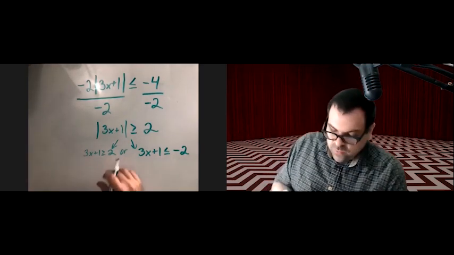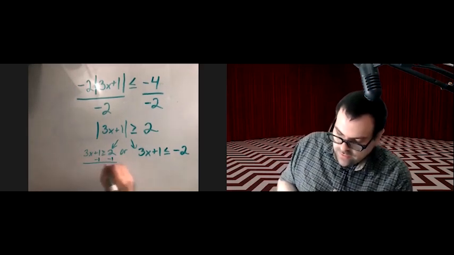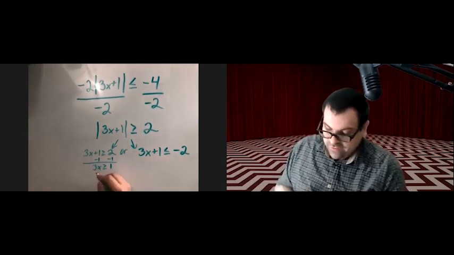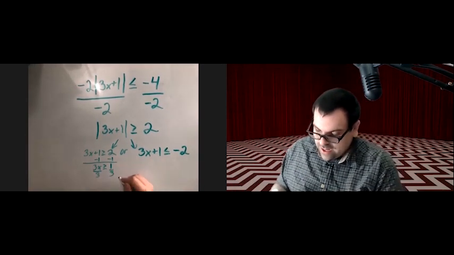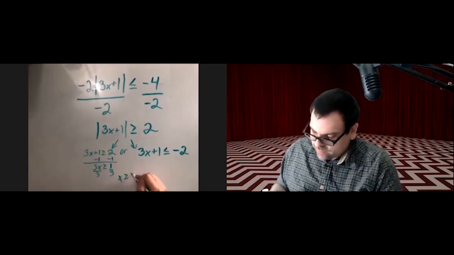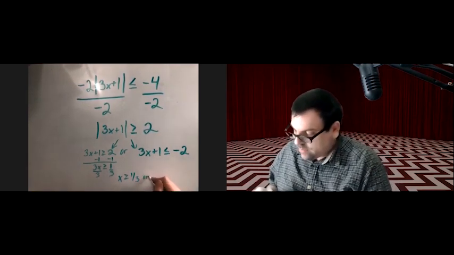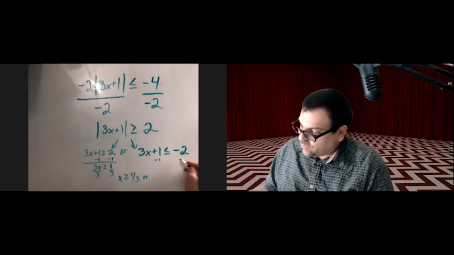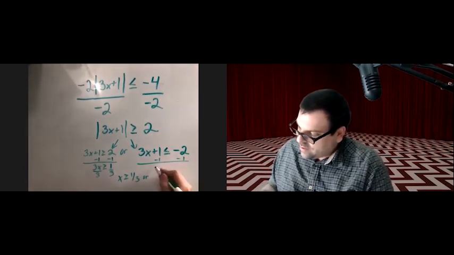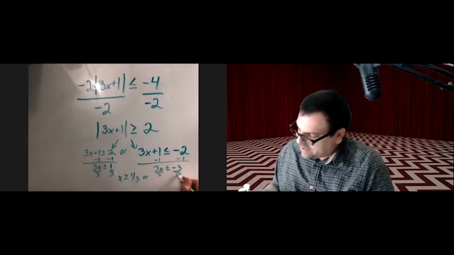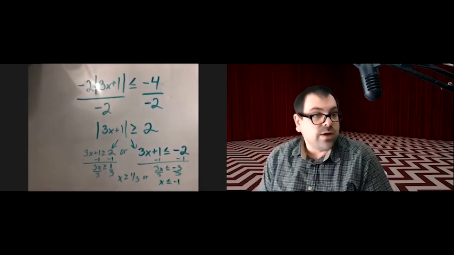If I subtract 1, I get 3x is greater than or equal to 1. If I divide both sides by 3, I get x is greater than or equal to 1/3. Or the other side, subtract 1 from everything, I get 3x is less than or equal to negative 3. If I divide both sides by 3, I get x is less than or equal to negative 1.